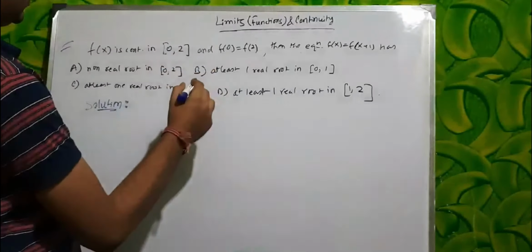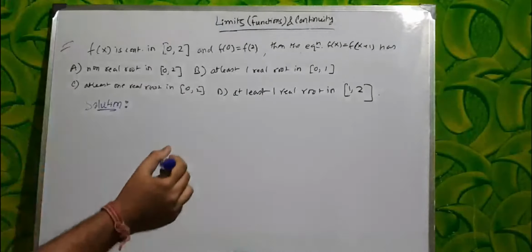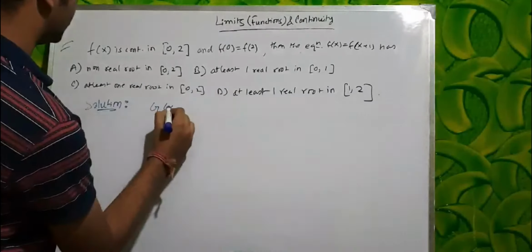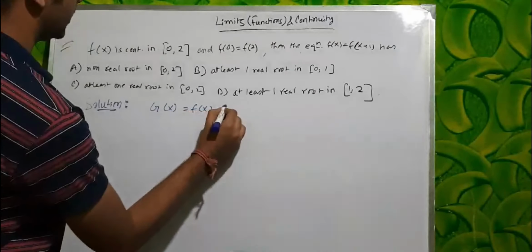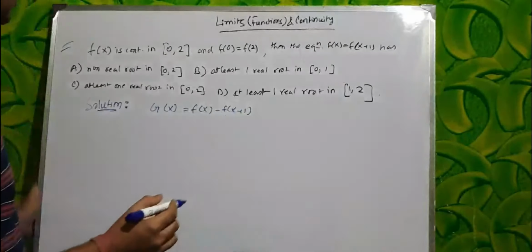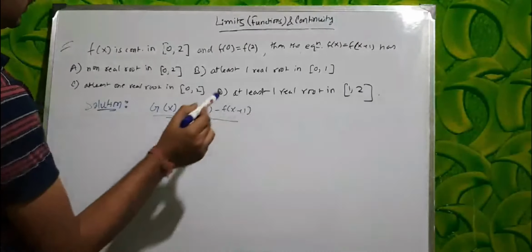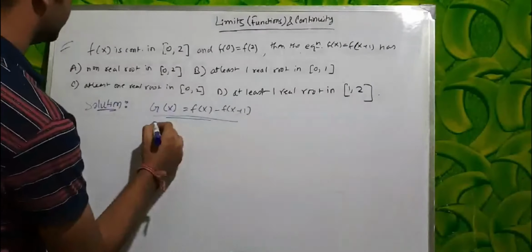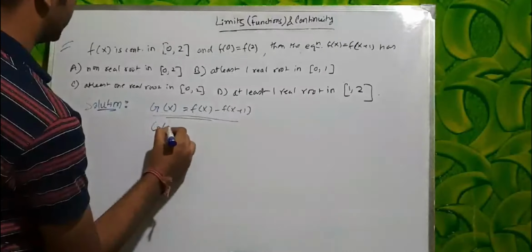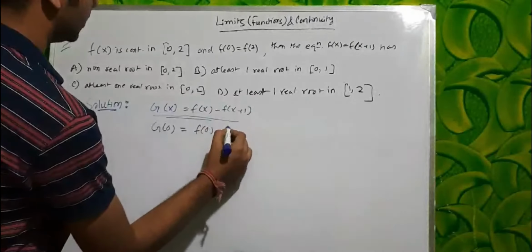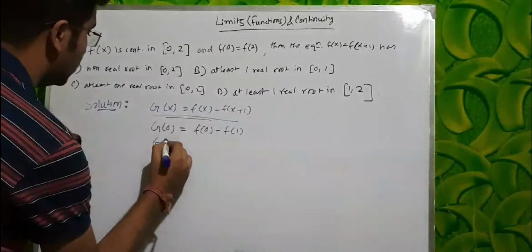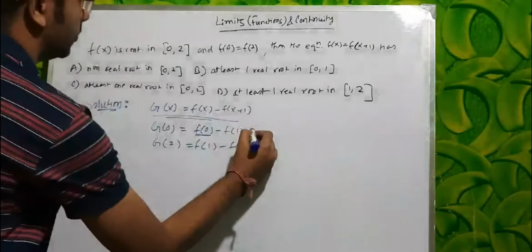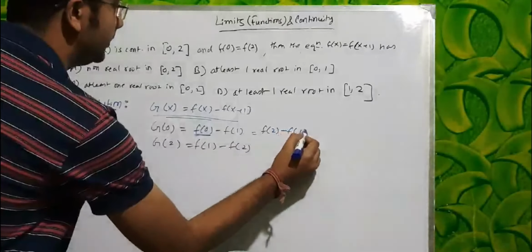So I am going to tell a very important property here. Just check. You can take some function g(x) equals f(x) minus f(x+1), and that won't change much. So g(x) is a function equal to f(x) minus f(x+1). Now what we do here is check g(0). g(0) is f(0) minus f(1), and g(2) is f(1) minus f(2), and what we know is f(0) equals f(2), so f(2) minus f(1).